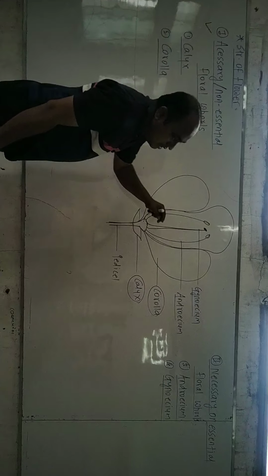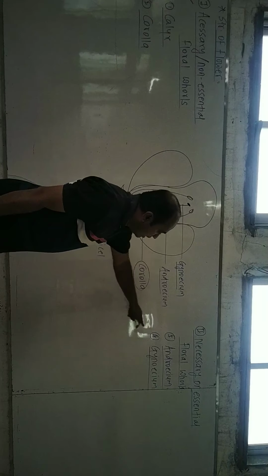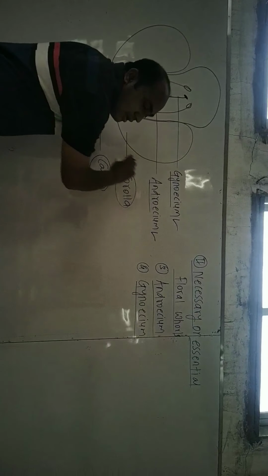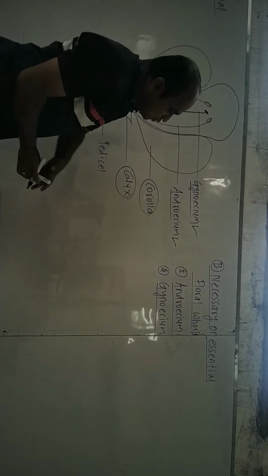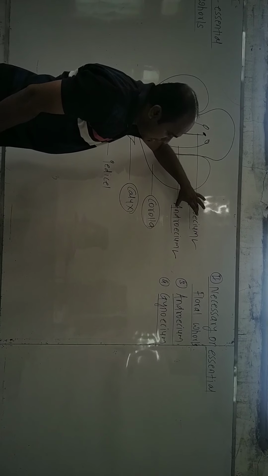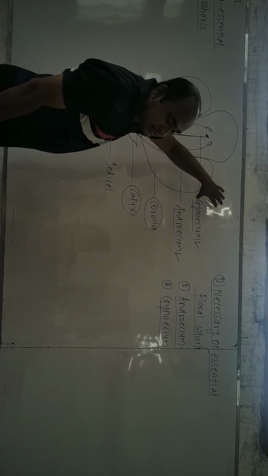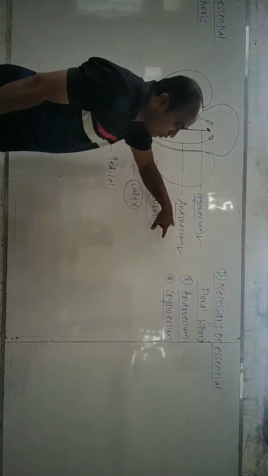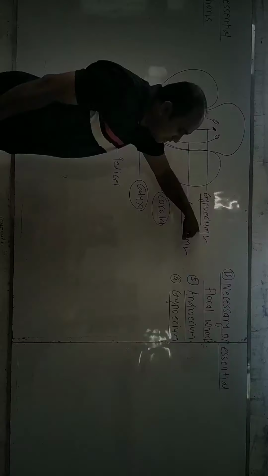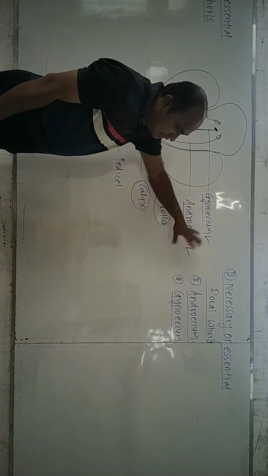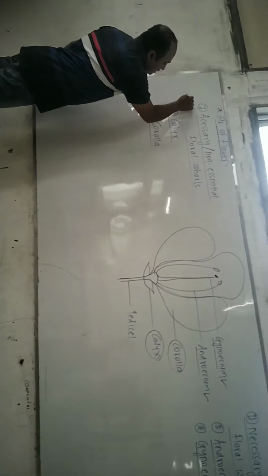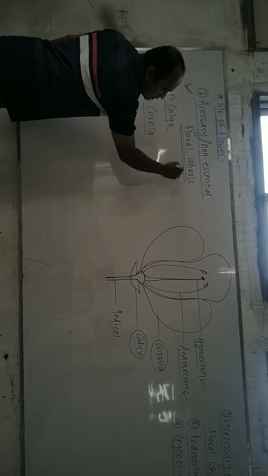The second are called necessary or essential, in which there are two: one is called androecium, another is called gynoecium. These two parts take part directly in sexual reproduction, and are highly modified for sexual reproduction only. So they are called the sex organs in the flower. First of all, we discuss the accessory or non-essential parts.